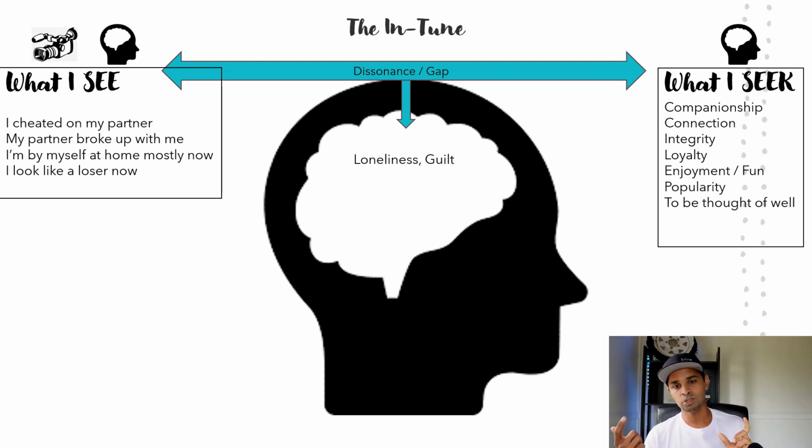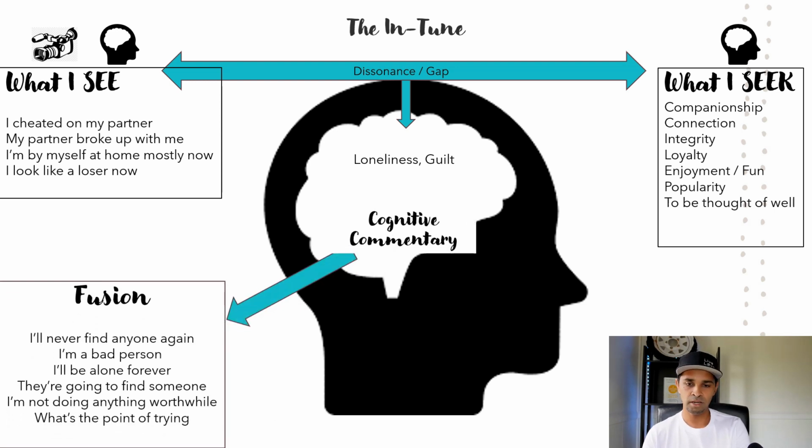In this example, loneliness and guilt show up primarily, and then here comes the mind. These were some of the thoughts he was getting hooked by. I'll never find anyone again, a prediction of his mind. I'm a bad person, a judgment. I'll be alone forever, a prediction. They're going to find someone else, another prediction. I'm not doing anything worthwhile, a judgment. What's the point of trying? A justification for not trying.